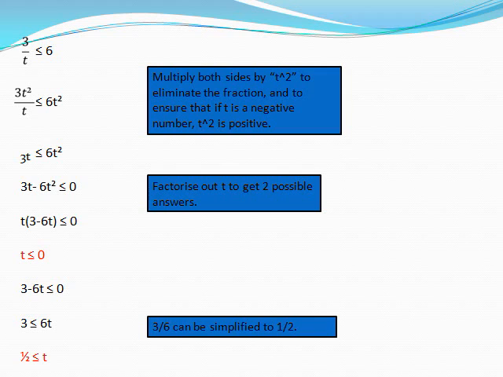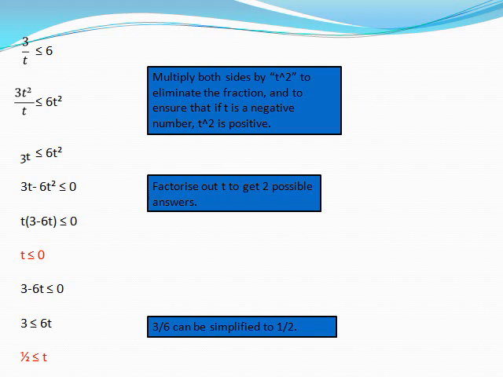Now there's a bit of a booby trap here. Most people would be tempted to multiply across by t, but t could be negative, and if we multiplied across by t, it would change the inequality sign. Since we don't know whether it's plus or minus, we multiply by t squared, which is definitely positive. Any number squared has to be positive. So when we multiply across by t squared, we end up with 3t is less than or equal to 6t squared. We bring the 6t squared across, then we factorize, and we end up with t multiplied by 3 minus 6t is less than or equal to 0.